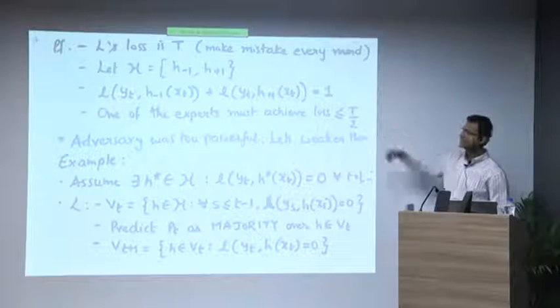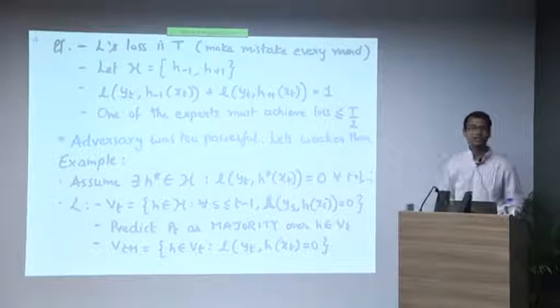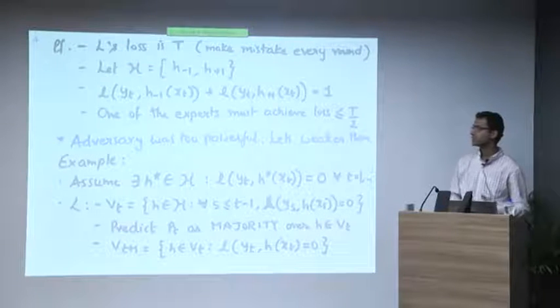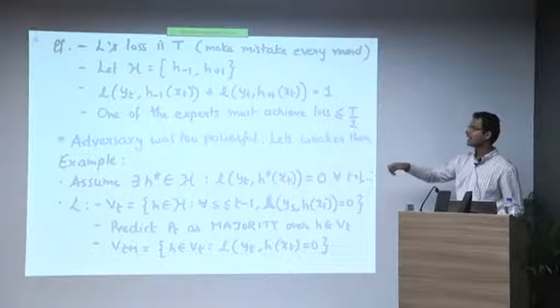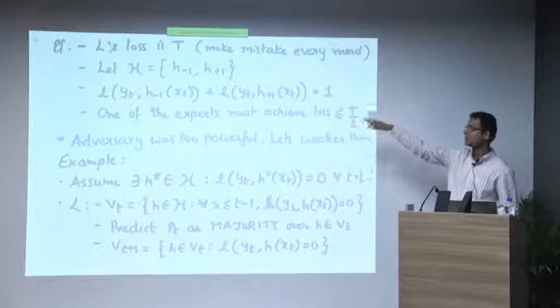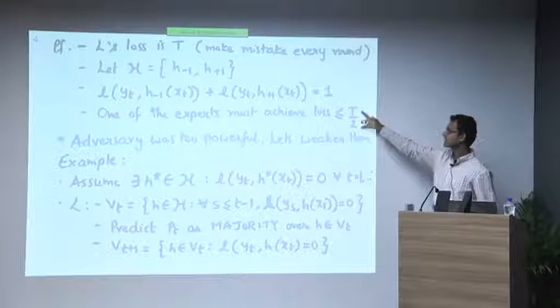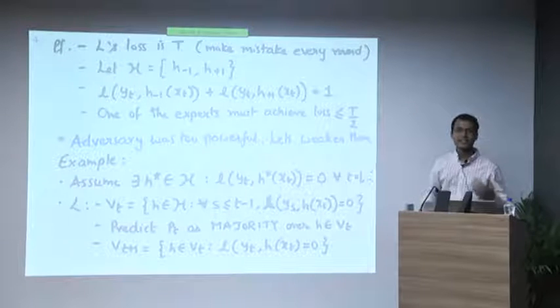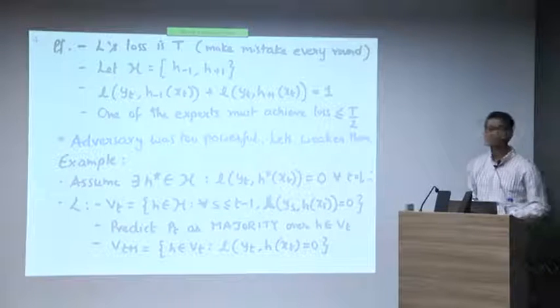So one of the experts has loss at most T by 2, and your regret is defined as the difference between the learner's loss and the best expert's loss. If we pick this expert, then T minus T by 2 means that you're lower bounded in regret by T by 2. So that's what's happening here.